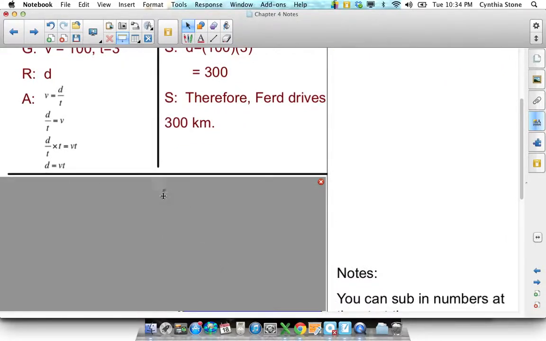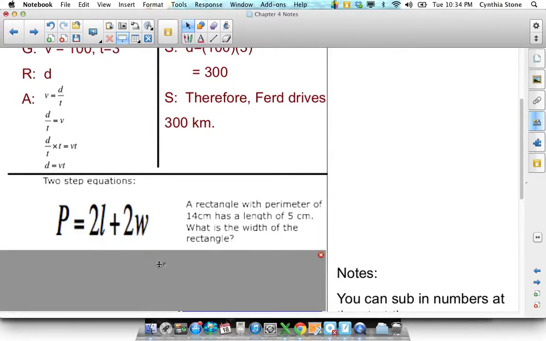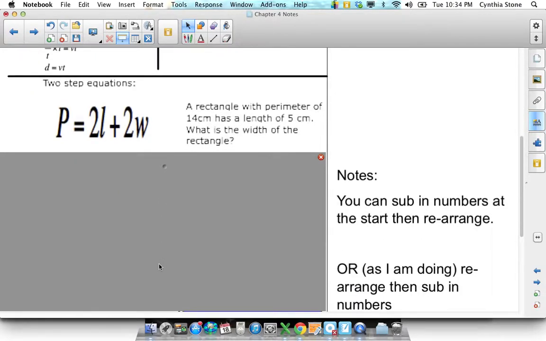The next example, again, if you need to pause, please do, is a perimeter equation. Perimeter for a rectangle is 2 times length plus 2 times width. Just so you get a vision of what I mean, you have a rectangle sitting there, and the perimeter is the sum of all the sides. Well, on every rectangle, there's 2 lengths and 2 widths. That's what that means. Okay?